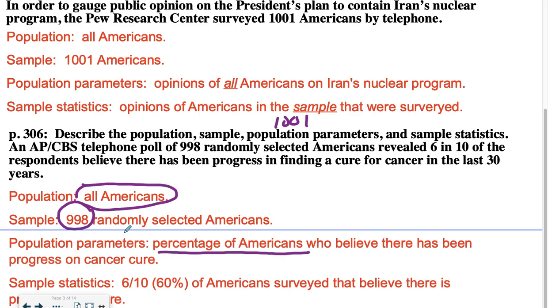Representative sample. Collect raw data. Use the statistics to infer or make conclusions about parameters, and then draw conclusions. These are pretty self-explanatory, so read through them, and then if there are any questions, reach out to me. But basically these steps, so I'll kind of run through this first one.